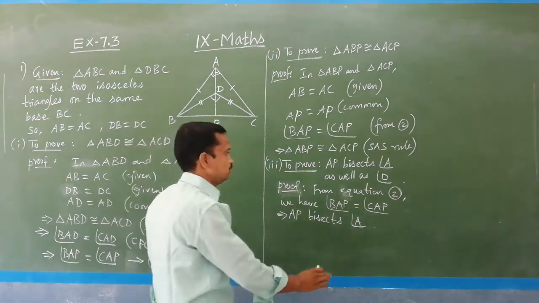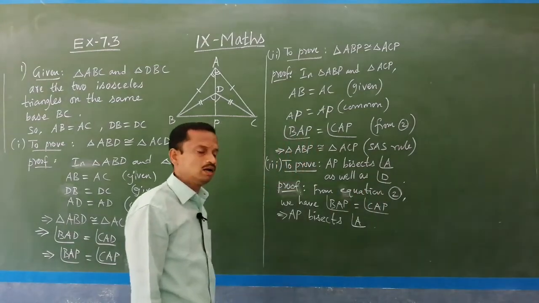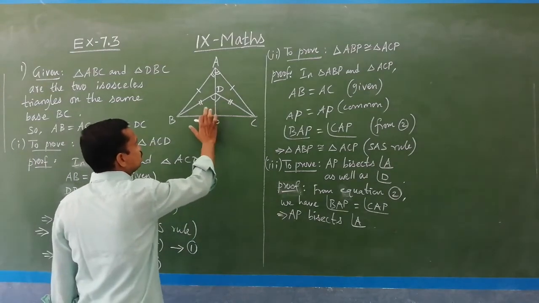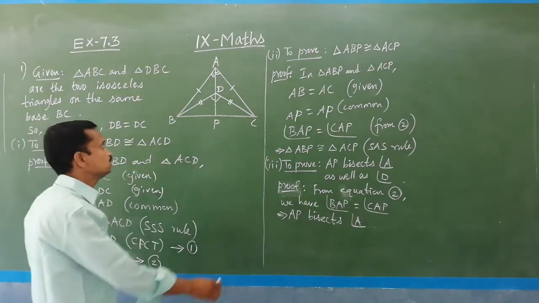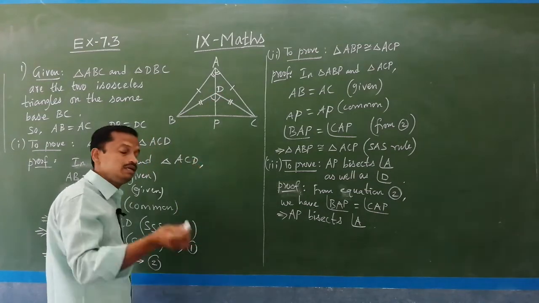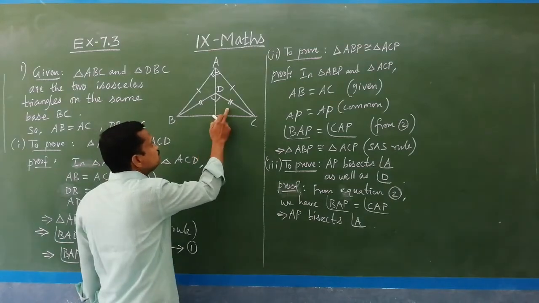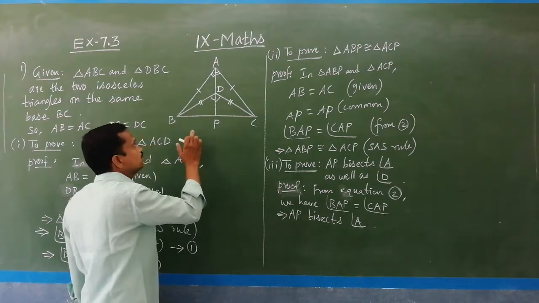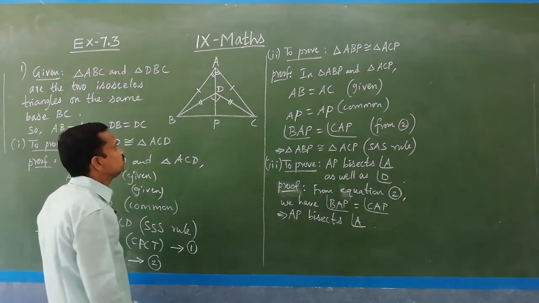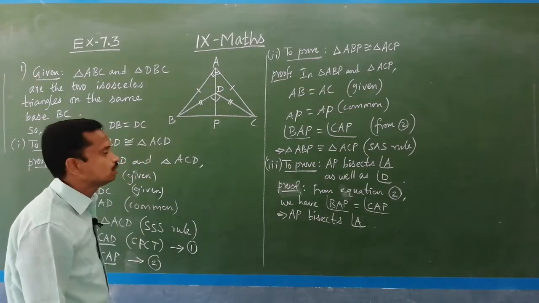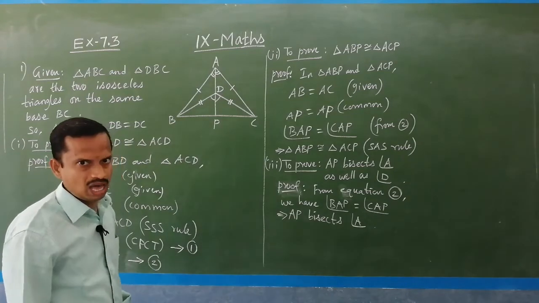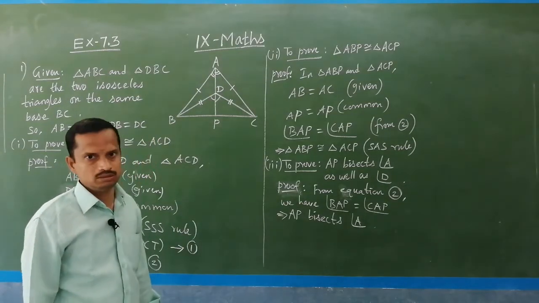And now again we have to say AP bisects angle D also. For that we have to take which ones? These two triangles are congruent, you have to say, because only then can you say these two angles are equal, and then AP bisects angle D also. For that you have to take these two triangles. What are they? BPD and CPD. Clear? If you prove these two triangles congruent, then we can say easily by CPCT that these two angles are equal. After that, AP bisects angle D, like that we can say.